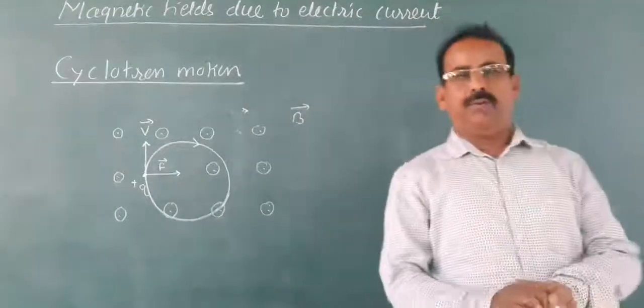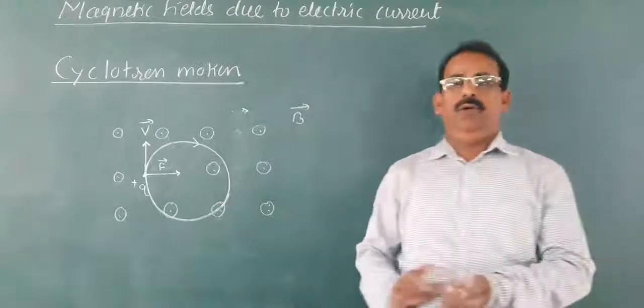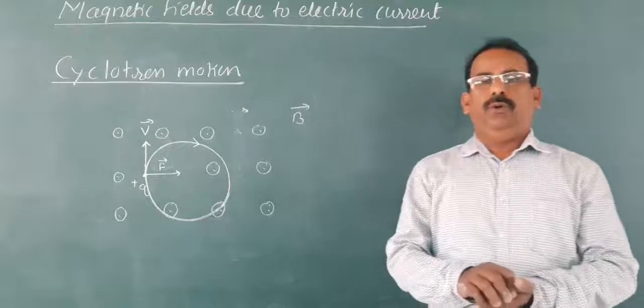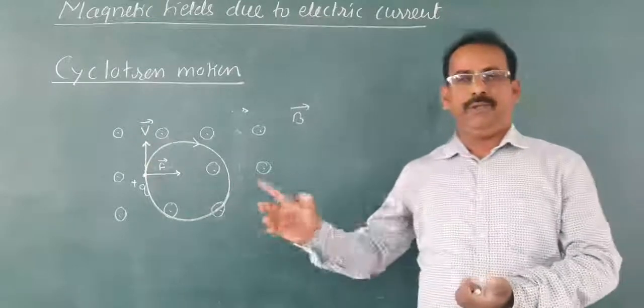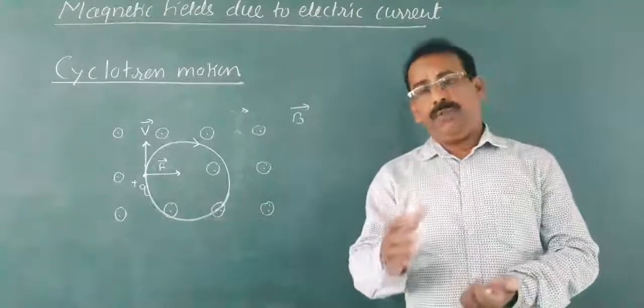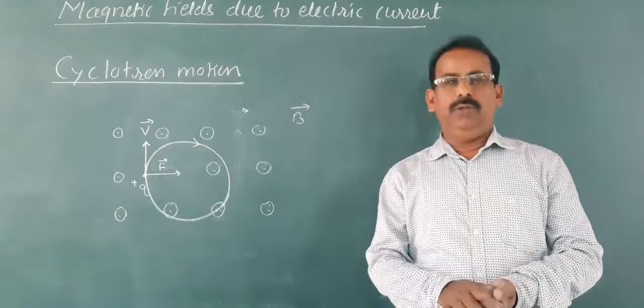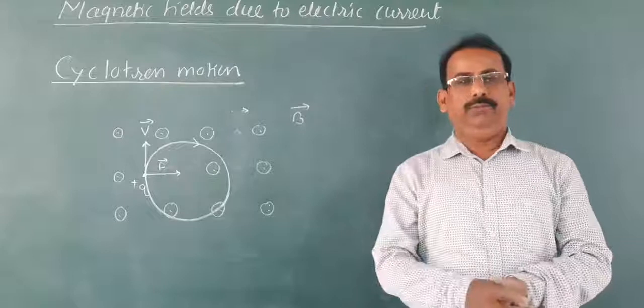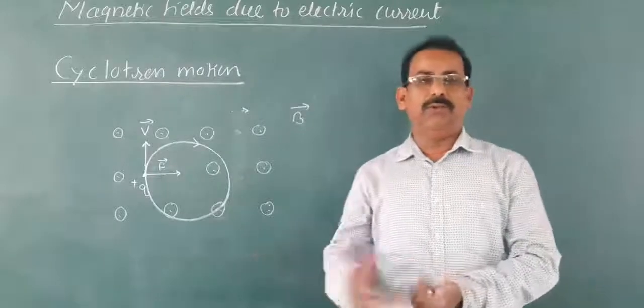In circular path. This circular path, followed by this electric charge in uniform magnetic field, is nothing but cyclotron motion.